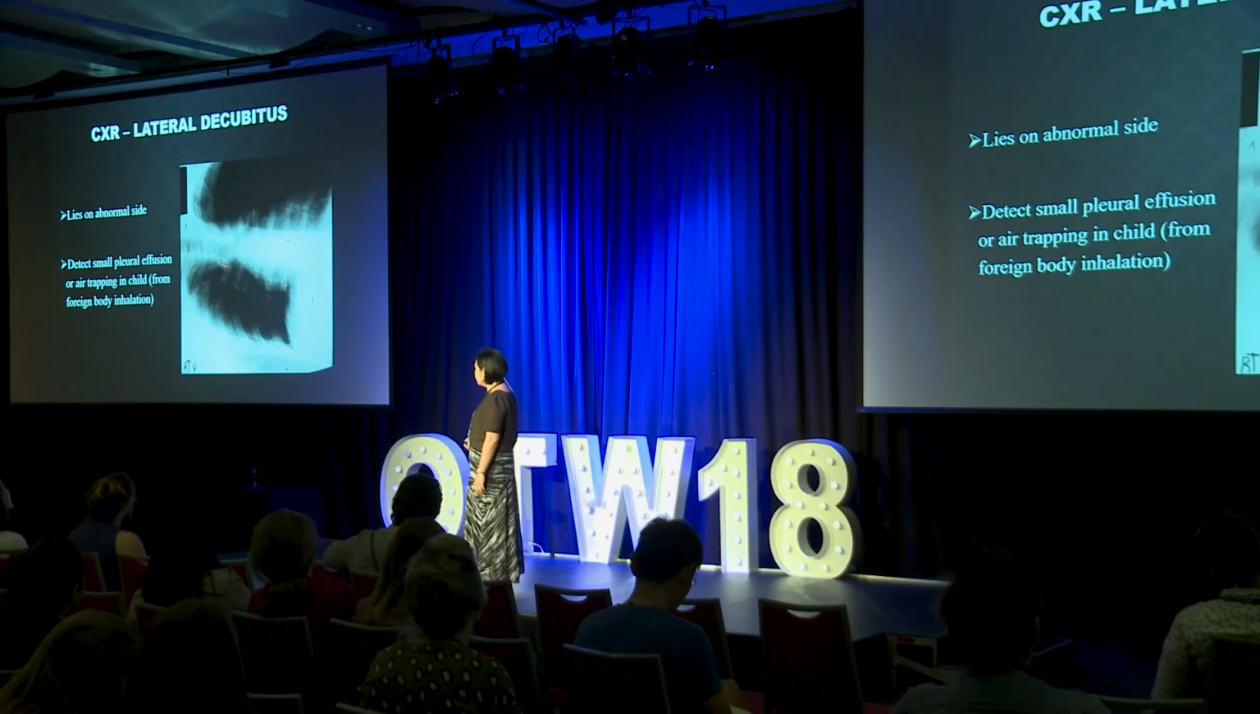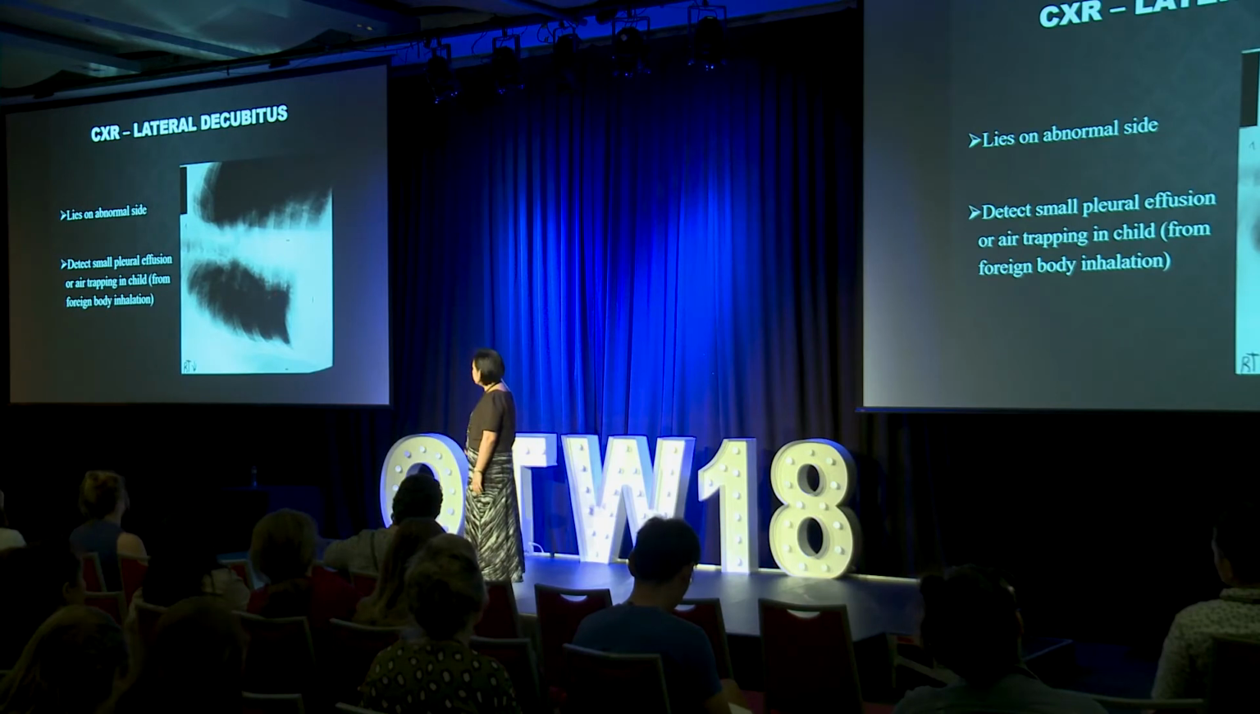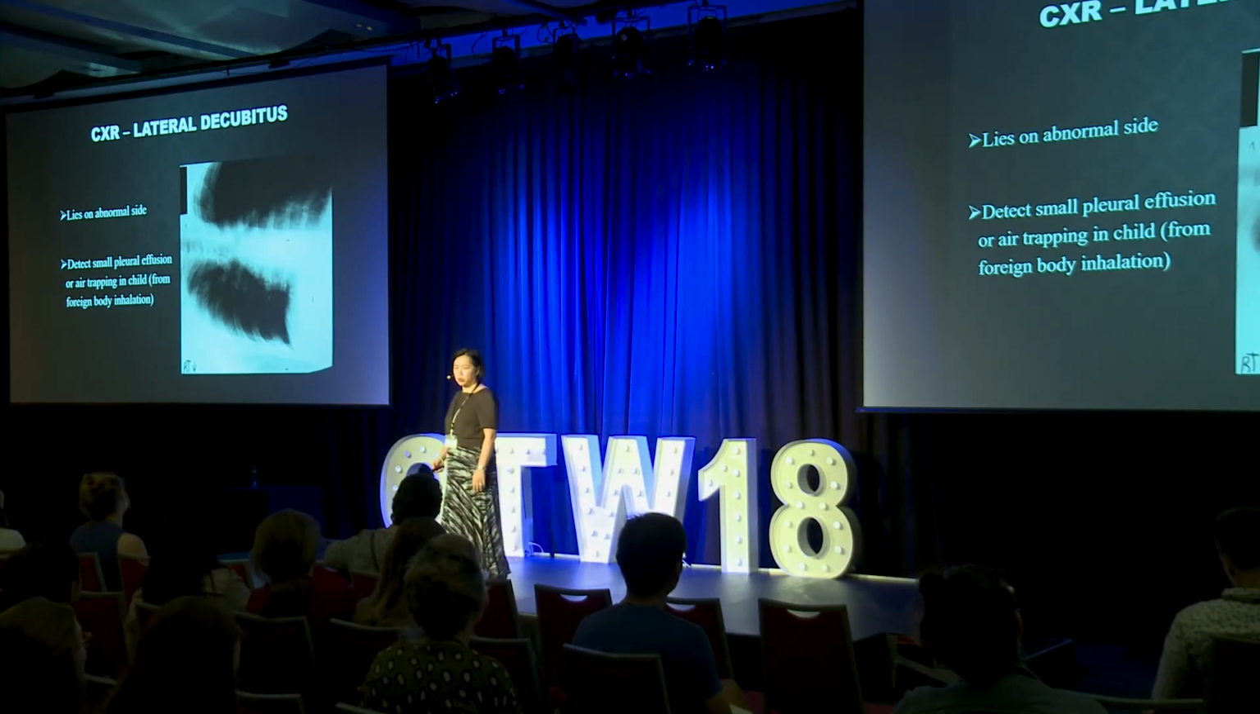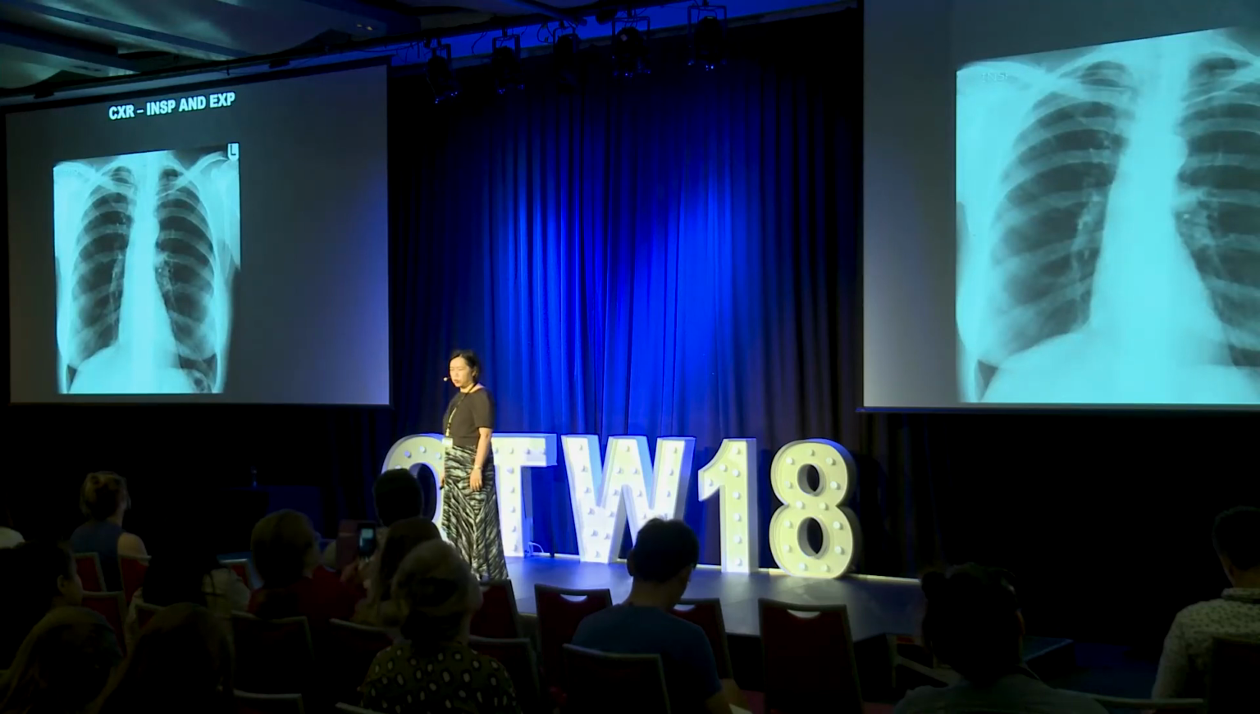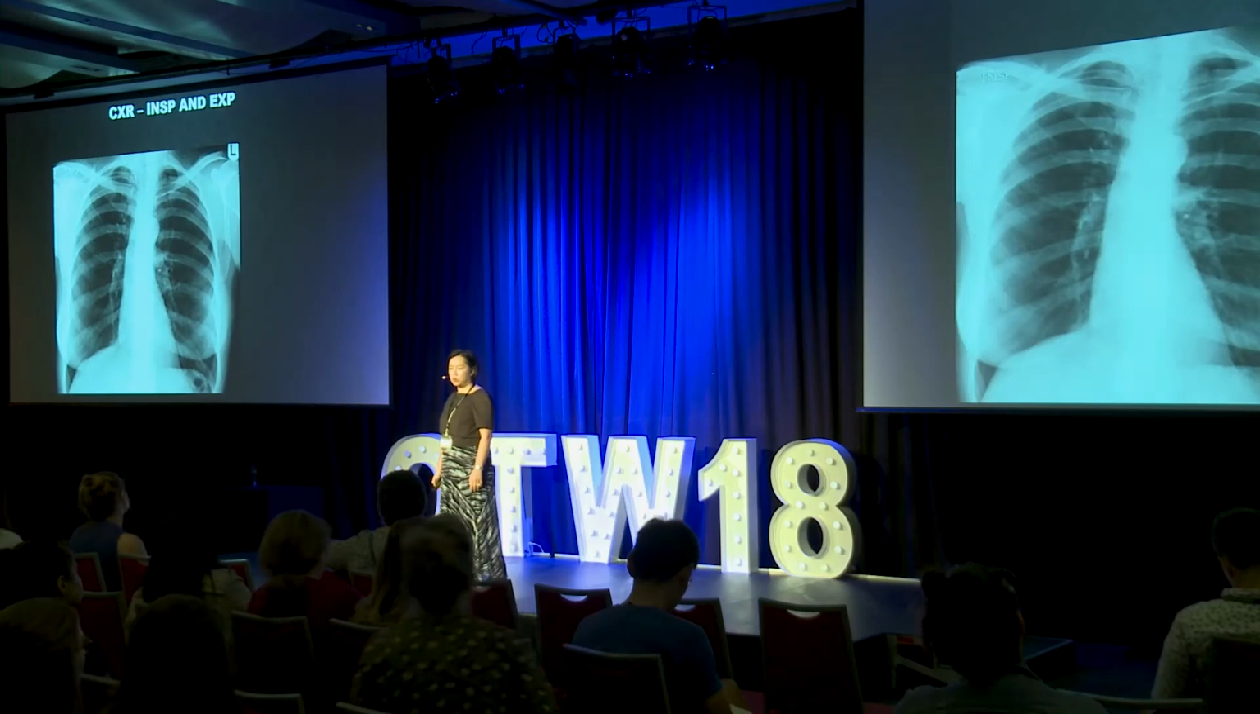But if there's air trapping, if they've had a foreign body lodged in their bronchus where the air cannot escape, both sides will actually look of similar volumes. So that's another way lateral decubitus film can be useful. And inspiratory and expiratory film, sometimes we get that on request. In what situation do you think that will be useful?